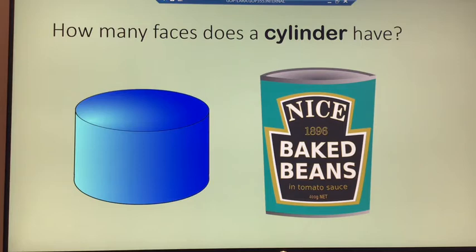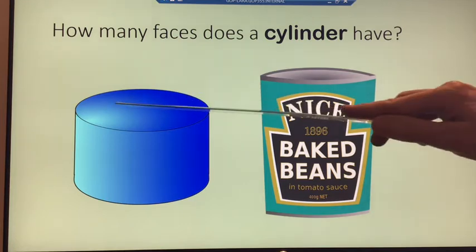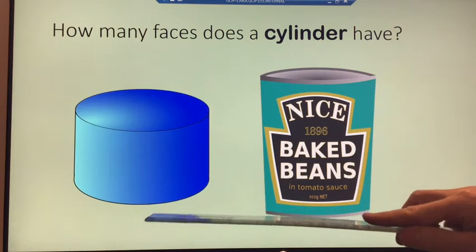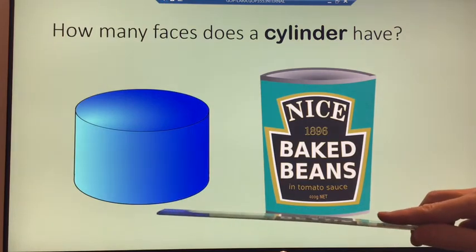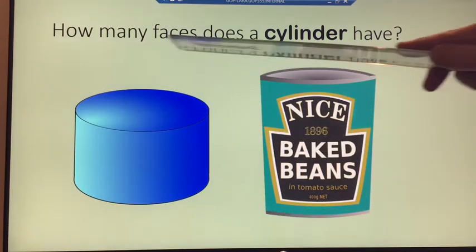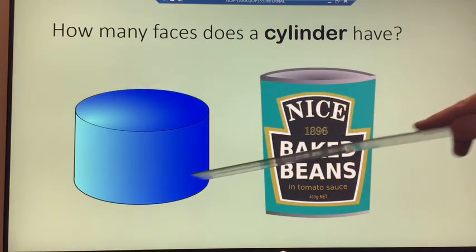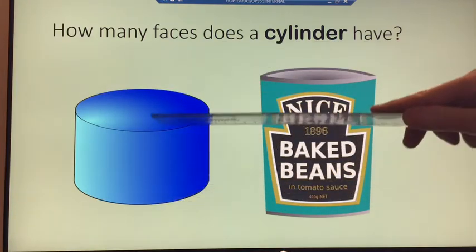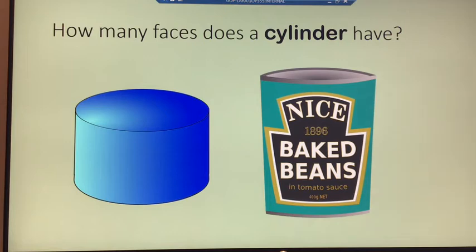Have a little think. Well, a cylinder has three faces. It has a flat face at the top and a flat face at the bottom, which are circles, and then it has one curved face along the edges there. So 3 faces, 2 flat and 1 curved.